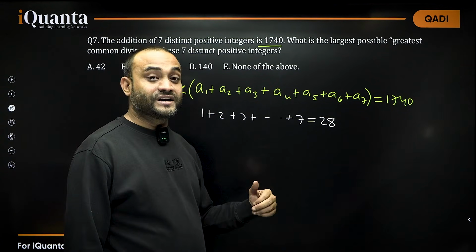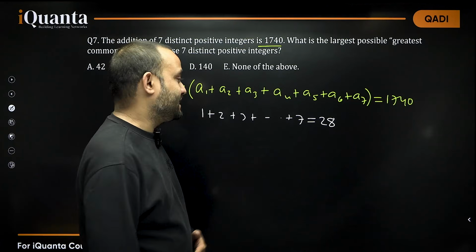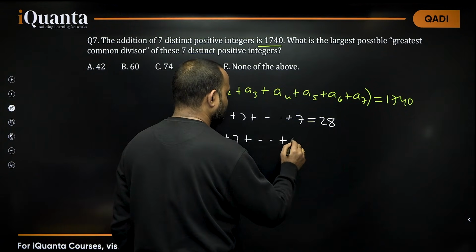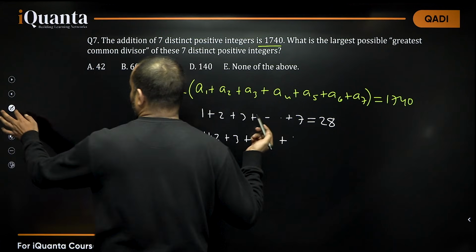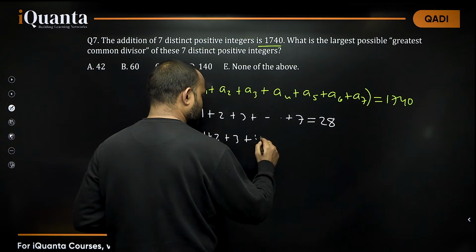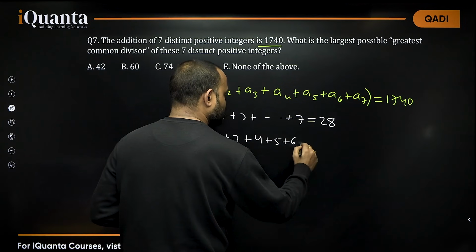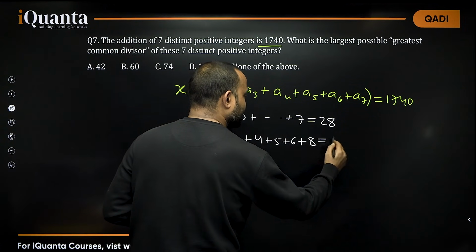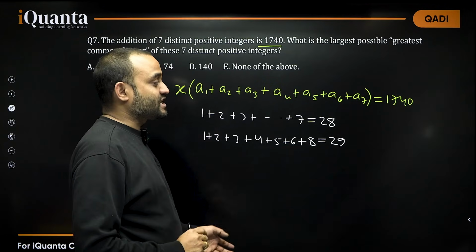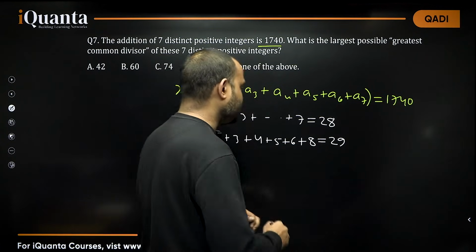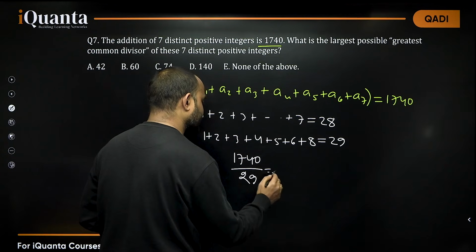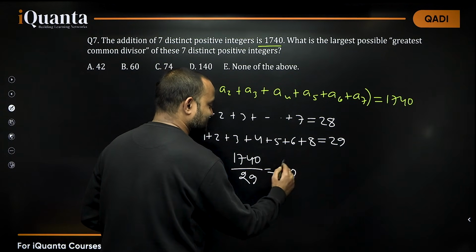So after 28, what do we do? We take 29. So 1 plus 2 plus 3 till, let me take every single value here. So instead of 7, if I take 8, then the minimum sum of A1 to A7 will be 29. Now let's check if this is divisible by 29. 1740 divided by 29, 29 into 6, so this is 60.